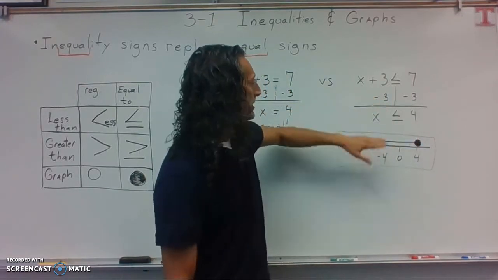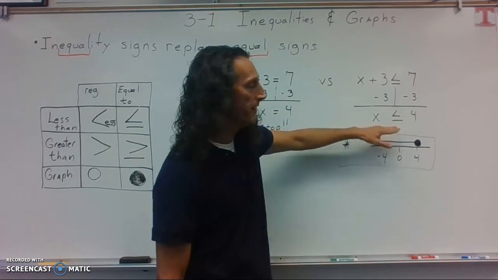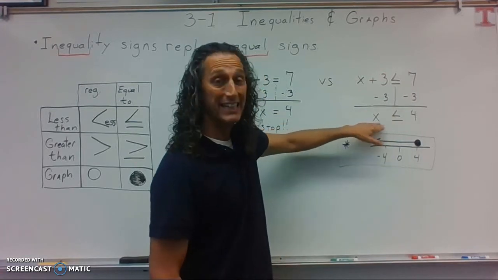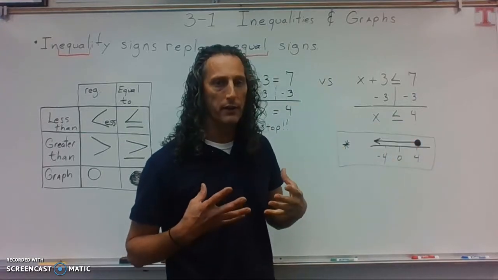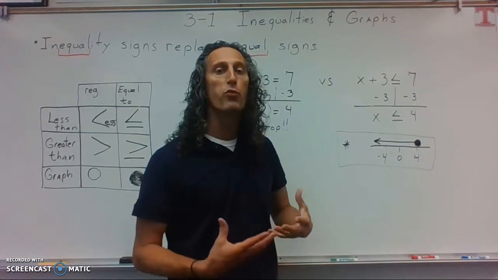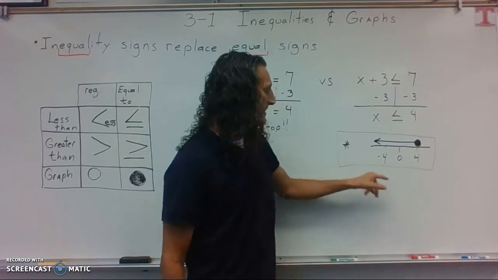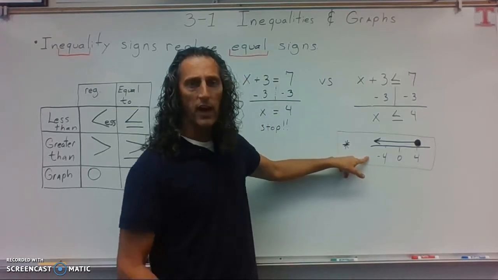Same answer. But this time we drop down our inequality sign. And this says x is less than or equal to 4. Here's the one extra step we're going to be doing in this chapter: we're going to be graphing them. And by graphing this, I simply make a simple number line.